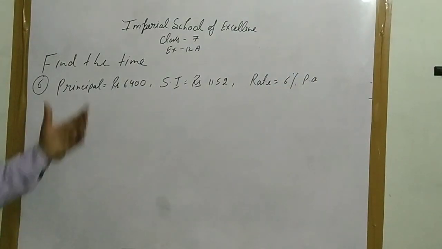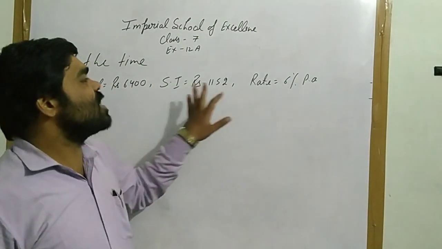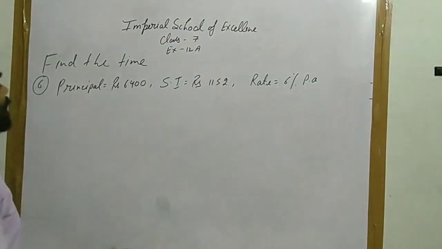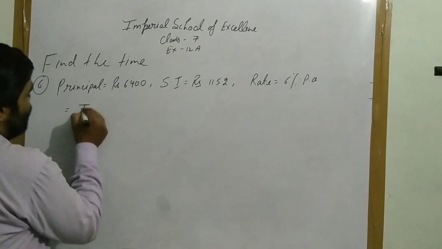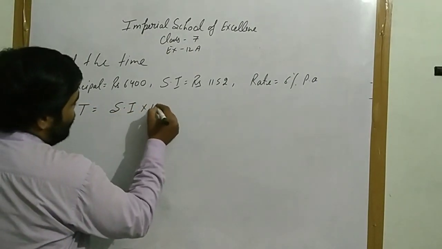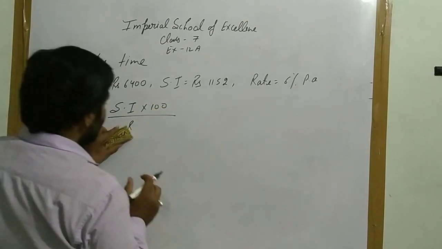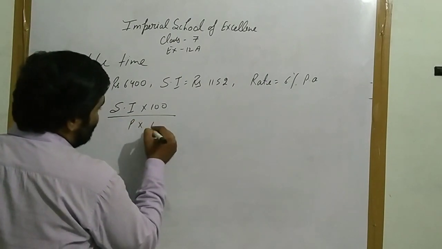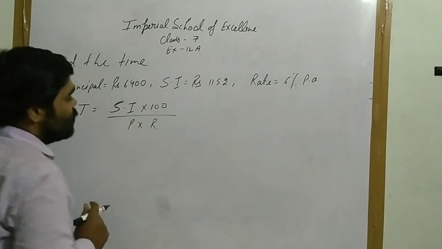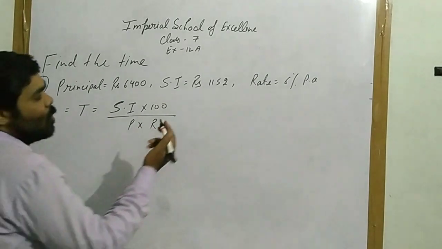We have to find the time when the principal is 6400, simple interest SI is 1152, and the rate is 6% per annum. Now we will directly put the formula: T equals time equals simple interest into 100 upon principal into rate. This is the formula of time when we have to find time.